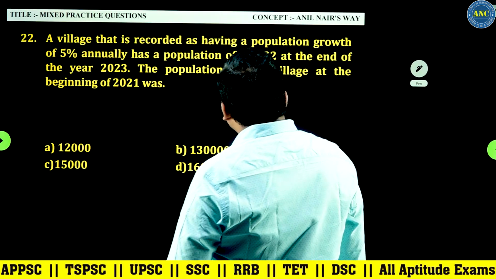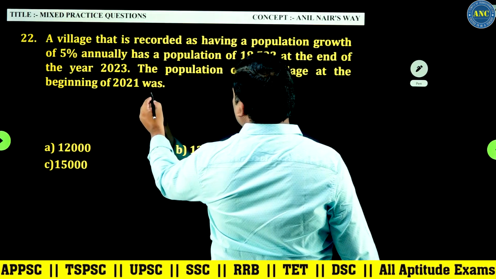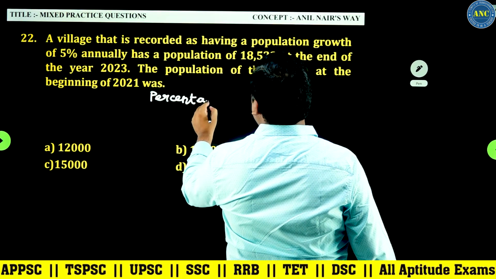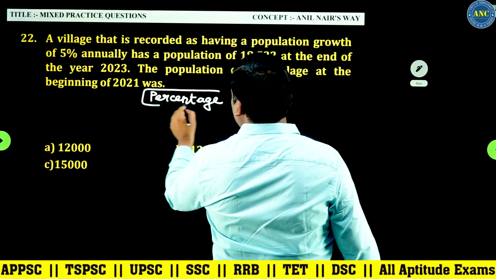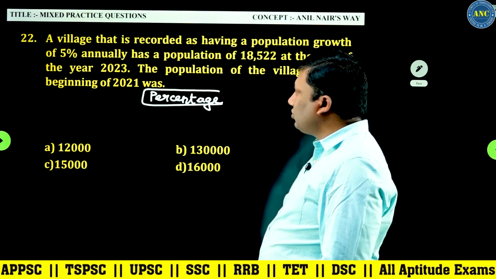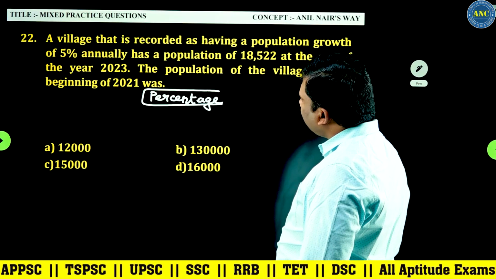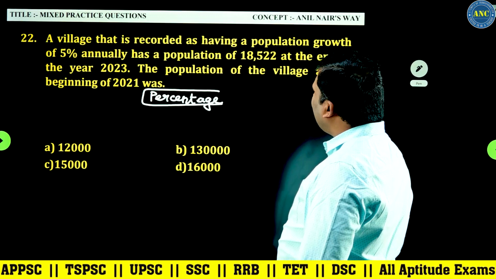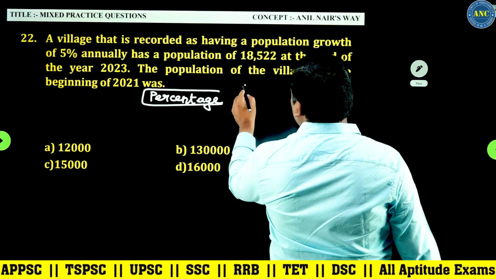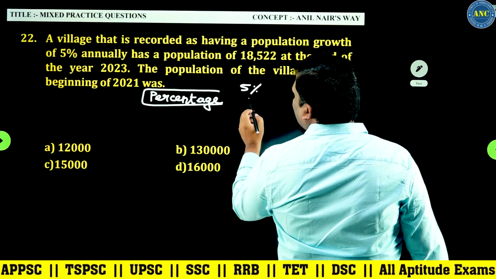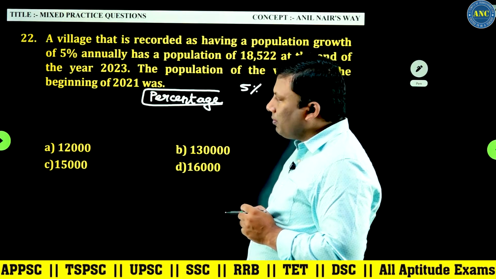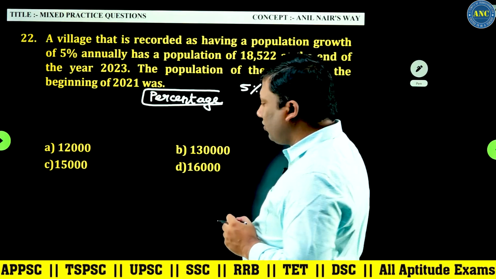Again, this question is based on percentages. Now if you see here, a village that is recorded as having a population growth of 5% annually. 5% annually, and the population at the end of 2023 is given. What is the population at the beginning of 2021?